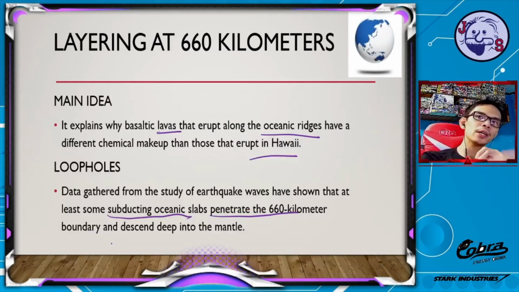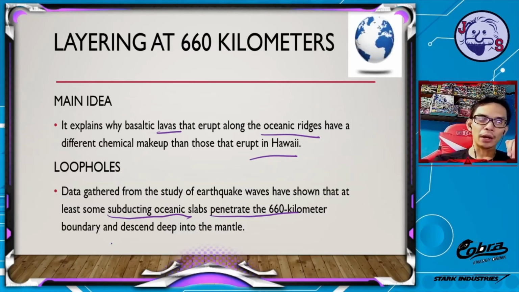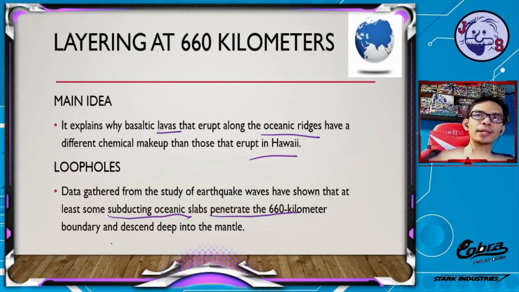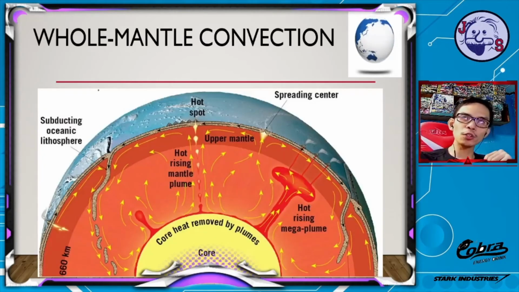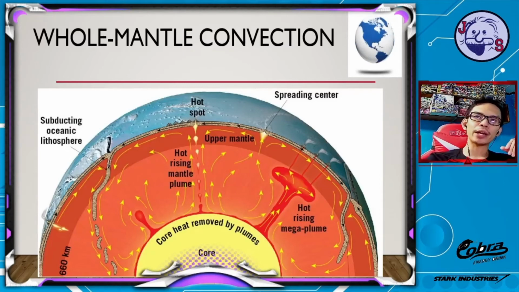So, that is the loophole of this model. Geologists created another model that addresses this loophole. According to them, the plate mantle convection model should be like the one we have right here, the whole-mantle convection. This whole-mantle convection model addresses the loophole of the first one, so the subducting plate can now penetrate beyond 660 kilometers.